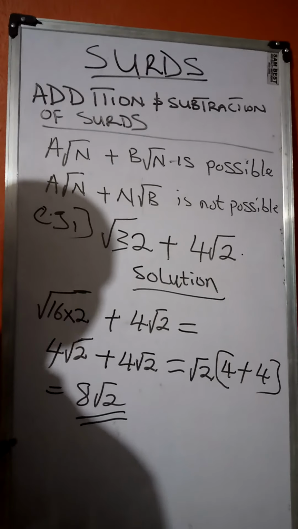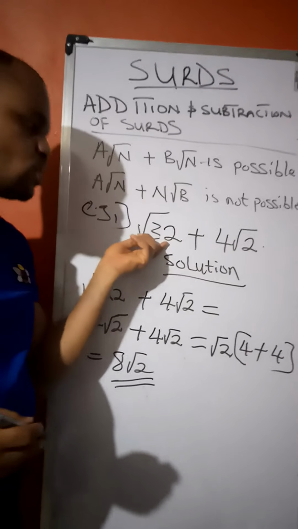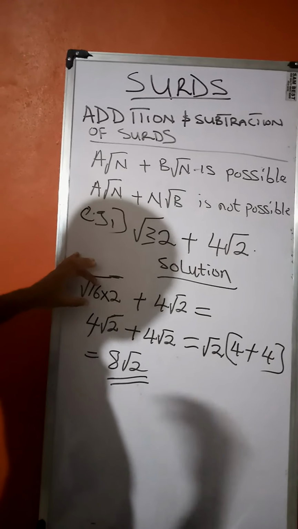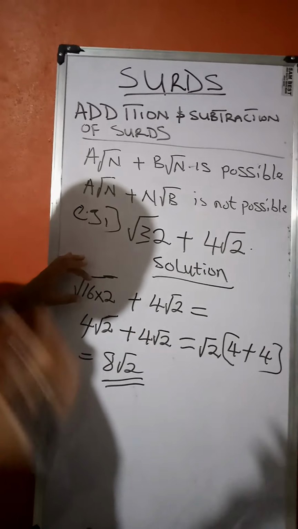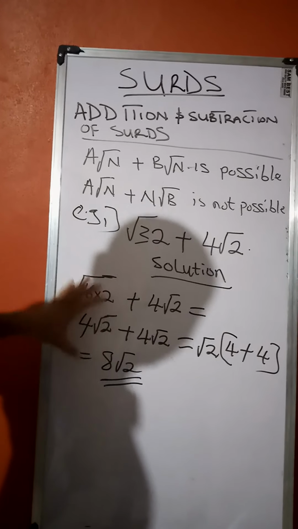So we've succeeded in reducing this question given to us to the surd in its basic form, 8 root 2. Now make sure you look at your questions very well. Look at the possibilities of reducing the question to its most basic form. Check if it's possible for you to get a perfect square as a multiplication of another integer. That is what we did here.